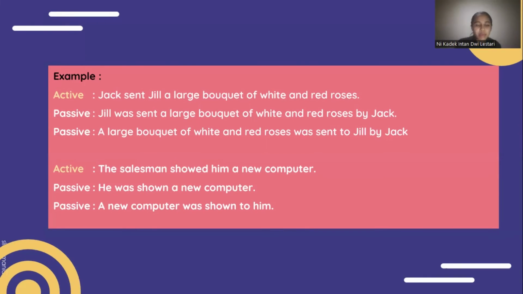And then another example for the active, the salesman showed him a new computer. For the passive, he was shown a new computer. And another sentence of passive is, a new computer was shown to him.